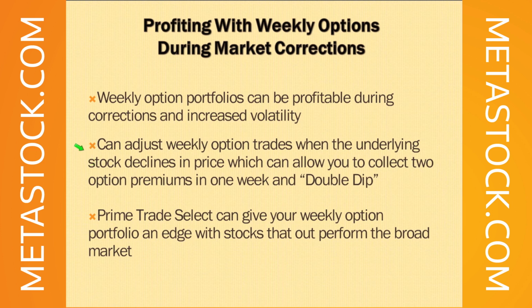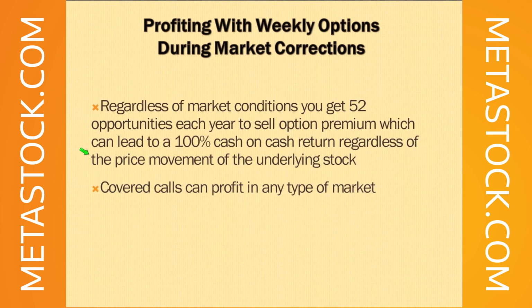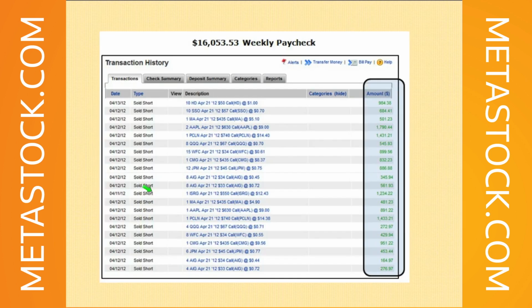So a lot of times in these volatile price swings, you'll buy back that short call and then sell another one, and you're actually selling two premiums in 1 week. And I did this last week. I just had these orders sitting in there. The market took a dip, and for most of my short call options, I was able to buy those back and then sell another option and collect two premiums inside of a 1 week period. So regardless of the market conditions, you can sell this premium 52 weeks a year and collect up to a 100% or more cash on cash return. So this type of strategy can profit in any type of market.